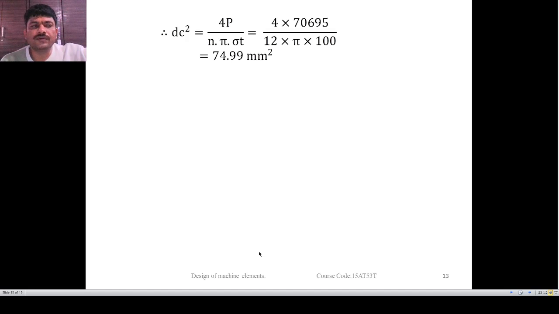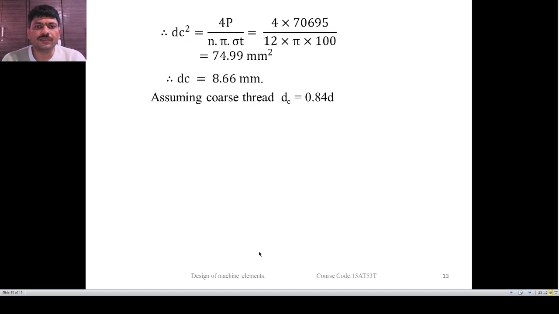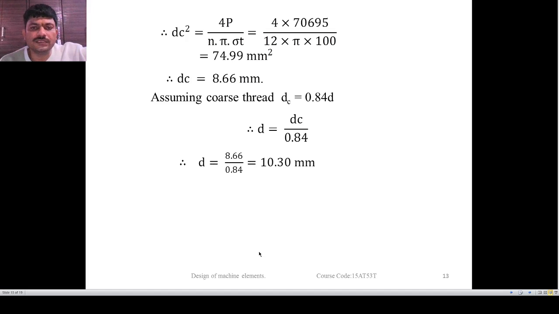Therefore you are getting dc square is equal to 74.99 mm. Taking the square root of this, you get nearly 8.66 mm. Assuming the coarse thread, dc is equal to 0.84 D. Therefore the nominal diameter of the bolt D is equal to dc divided by 0.84. Substituting the value, 8.66 divided by 0.84, which is equal to 10.30.